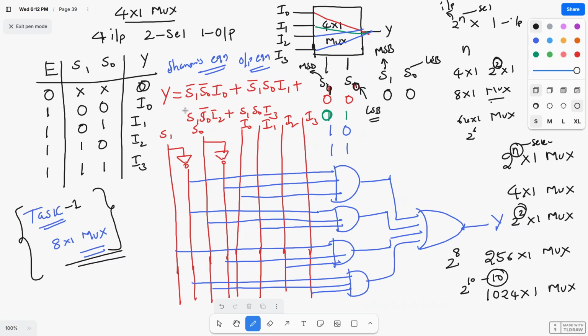See here, Shannon's equation. S1 bar, S0 bar, S1 bar, S0. This is nothing but 0 0, and this is nothing but 0 1. Okay, 0 1, and this is 1 0, and 1 1.